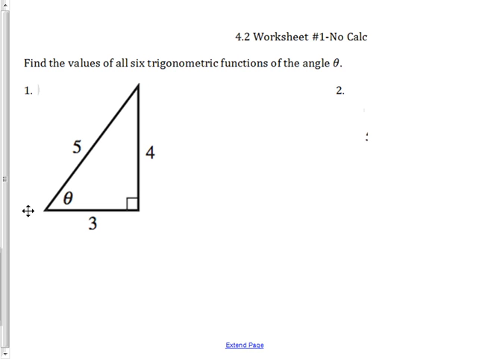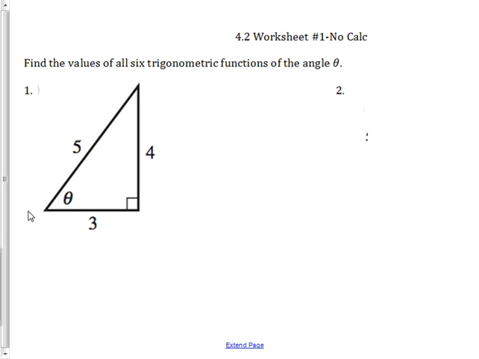Okay, this is our third day of trig, and I am trying to keep you caught up with how this stuff works. Worksheet 4.2, number 1. No calculator allowed on this one because we are going to be doing all this stuff in our heads. Find the values of all 6 trigonometric functions of the angle theta.